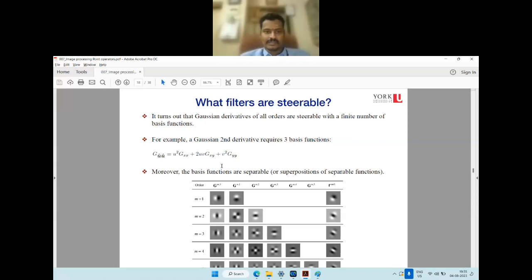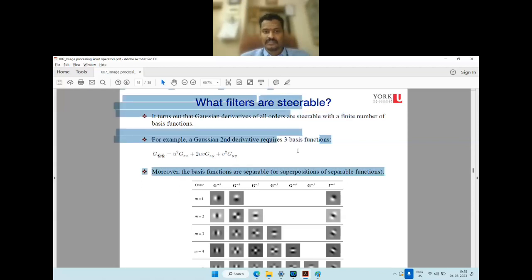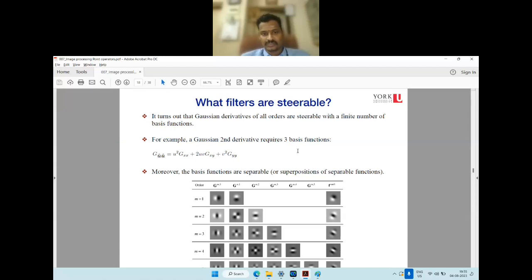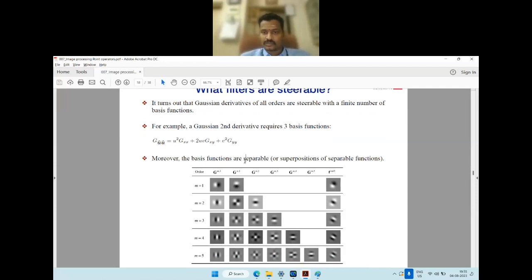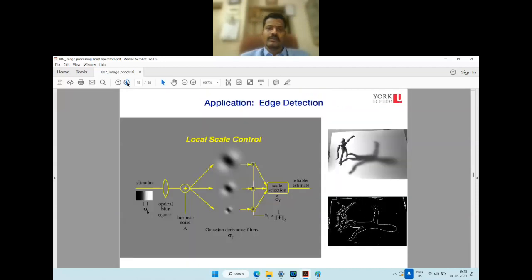So what filters are steerable? We have discussed, it turns out Gaussian derivatives. Gaussian derivatives of all orders are steerable within a finite number of basis functions. For example, a Gaussian second order derivative requires 3 basis functions. So what are the 3 basis functions? Basis functions are also separable. The order, 1, 2, and so on, determines the value of m. Anyhow, it's not in your syllabus, but please know it.